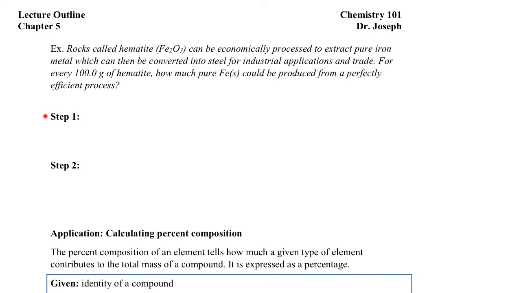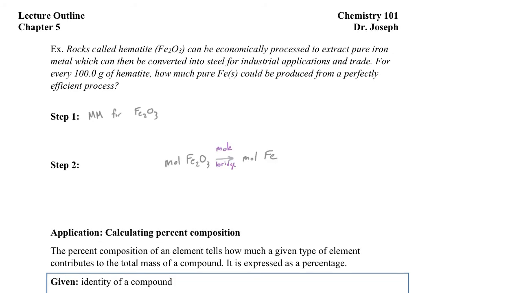First, in step 1, what I want you to do is figure out the formula mass, that is the molar mass for hematite. In step 2, you're going to start doing your conversions, and we're going to follow that same 3-step method. Because we don't have any direct conversion between grams of hematite and grams of iron, we have to use moles, and we have to cross the mole bridge. So we're going to need moles of hematite that we will convert into moles of iron by using this mole bridge that we will build.